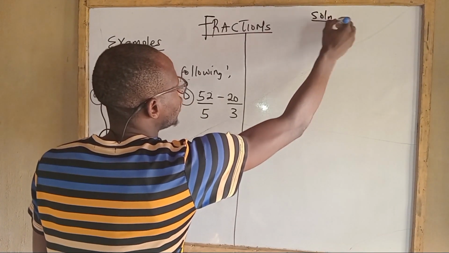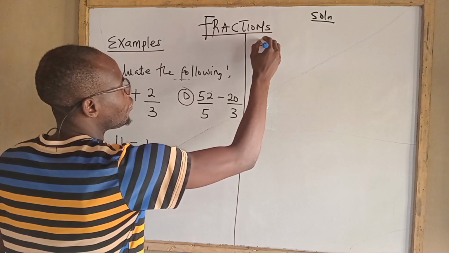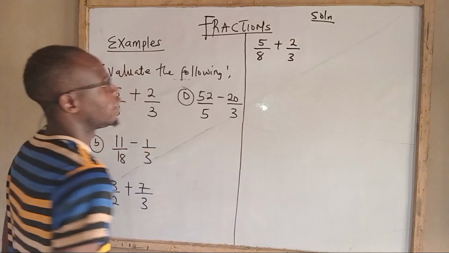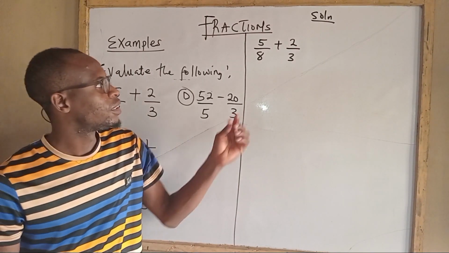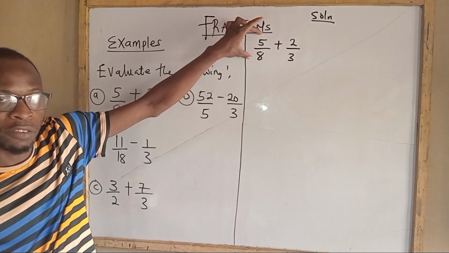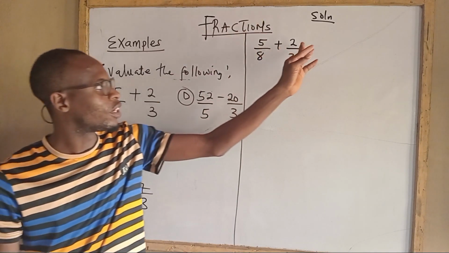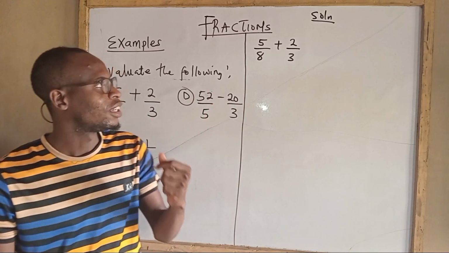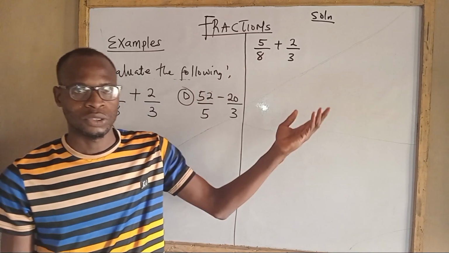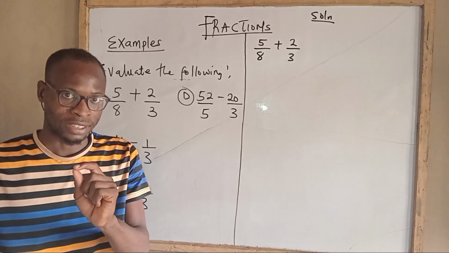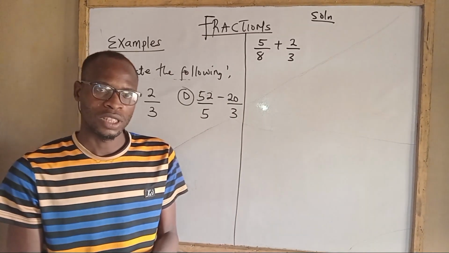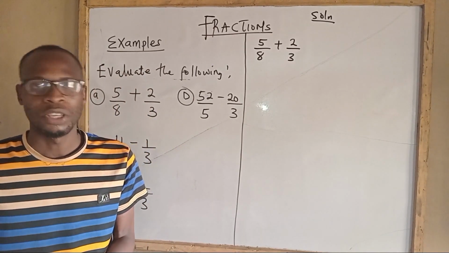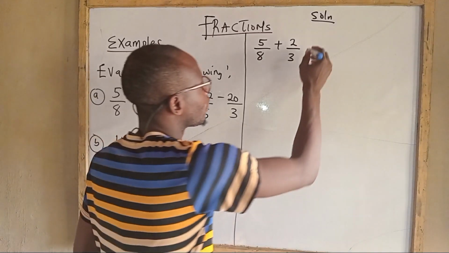The first question says we should evaluate 5/8 plus 2/3. Now this one here, 5/8 is a proper fraction, right? 2/3 is also a proper fraction. So when you add two proper fractions together, it can either give you a proper fraction or an improper fraction. So let's do that here.